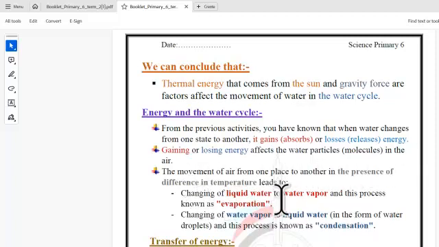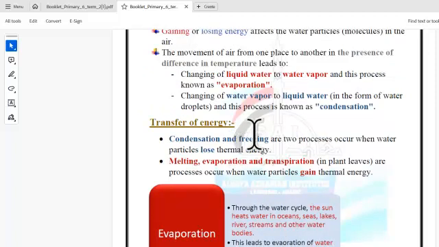The movement of air from one place to another in the presence of a difference in temperature leads to changing liquid water to water vapor, and this process is known as evaporation. Changing of water vapor to liquid water in the form of water droplets is known as condensation.